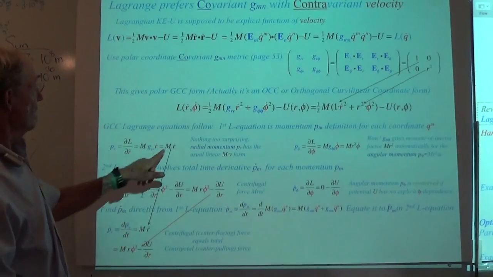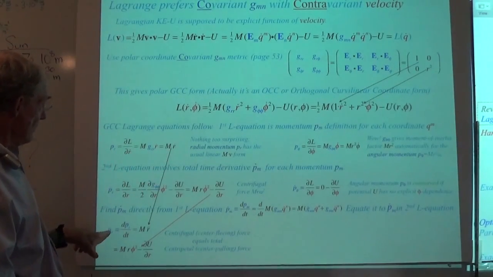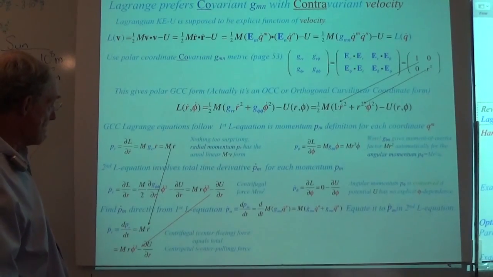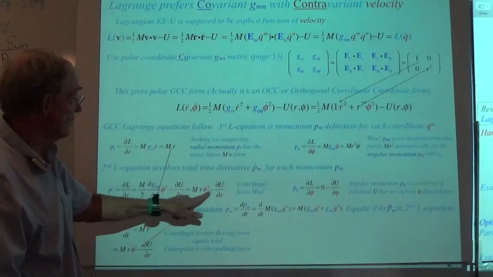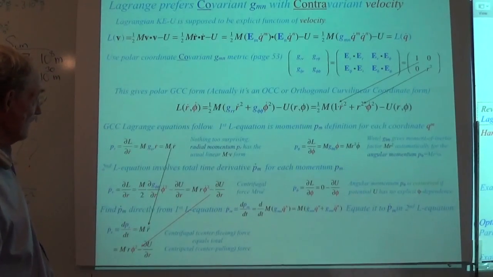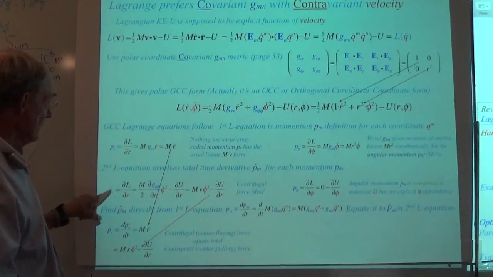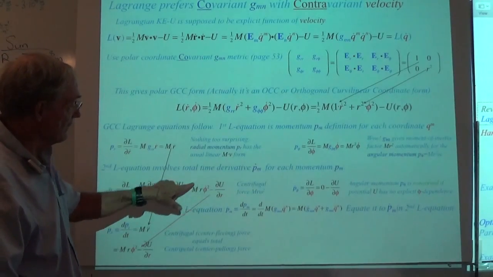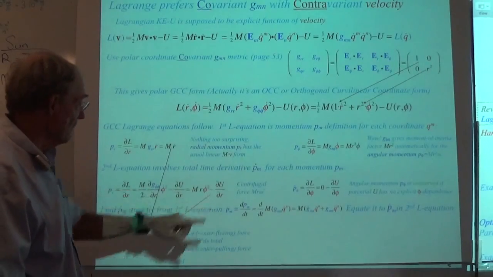So we take this one. That's pretty easy. p dot r is just m r double dot. Okay, but from this equation right here, what we get for the p dot is our little centrifugal thing here, center fleeing thing, and the gradient of r.